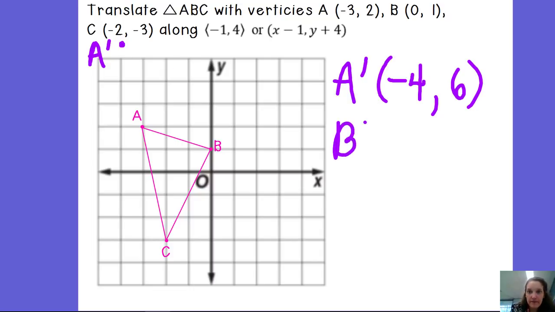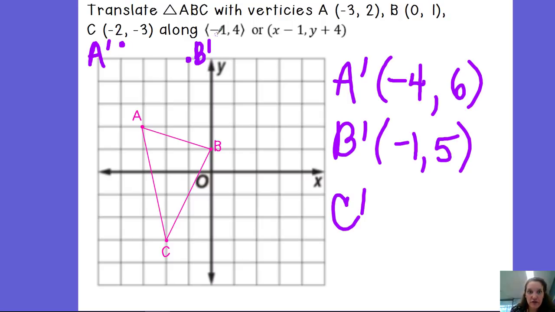B prime: 0 plus -1 is -1, and then 1 plus 4 is 5. So I'm going from B, 1 unit to the left and 4 units up. So here's B prime. And then C prime is going to be -2 minus 1 is -3, and then -3 plus 4 is 1. So C prime, I'm going 1 unit to the left and 4 units up, which puts me right here.